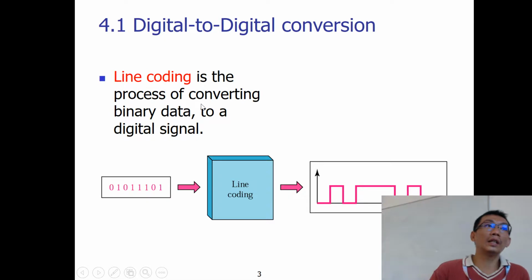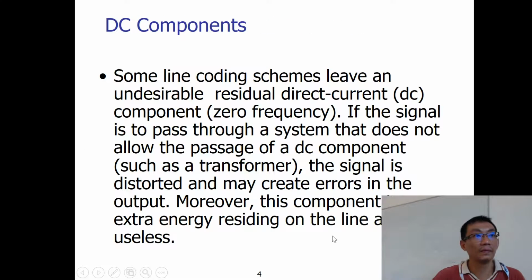So line coding is a process. Suppose you have data, you change it to a line code, and then you send it out, and this is how it looks on the wire itself. Normally when you send it, it will be in serial. Communication is always in serial.